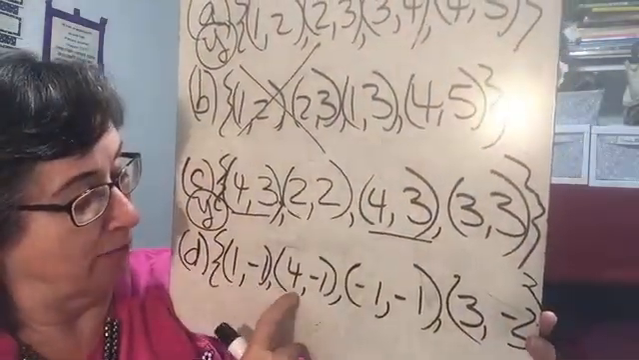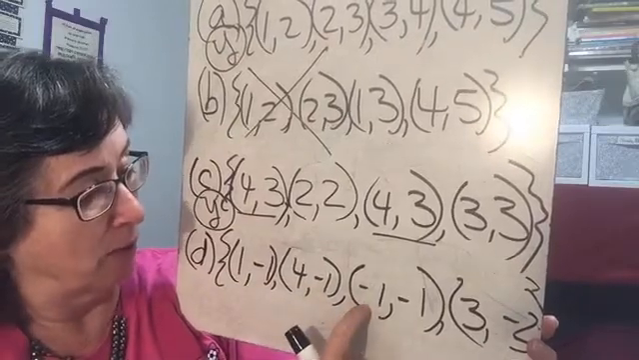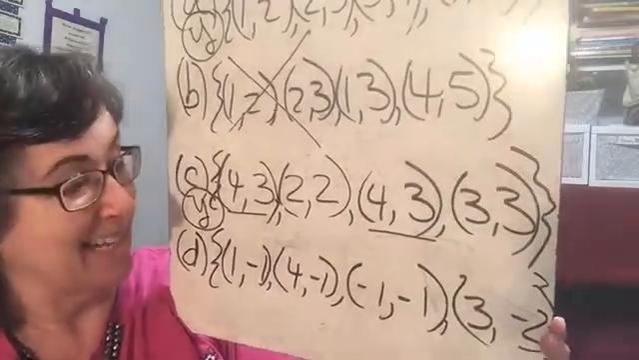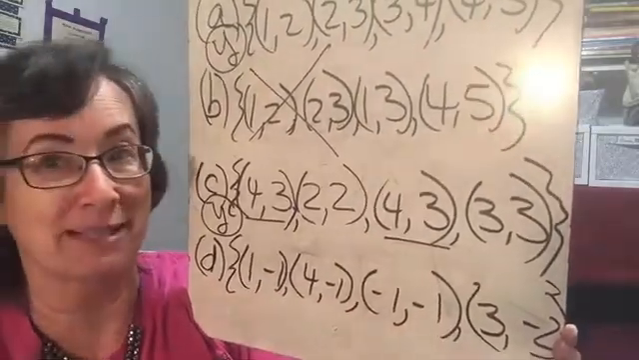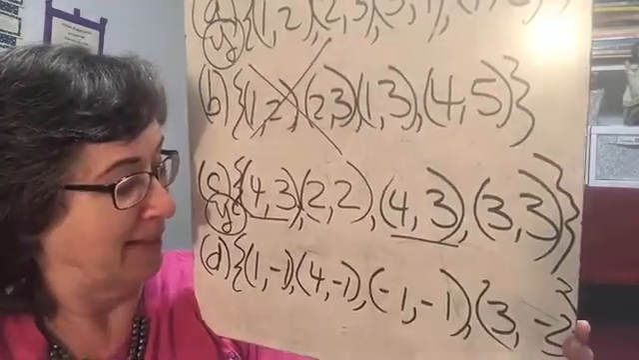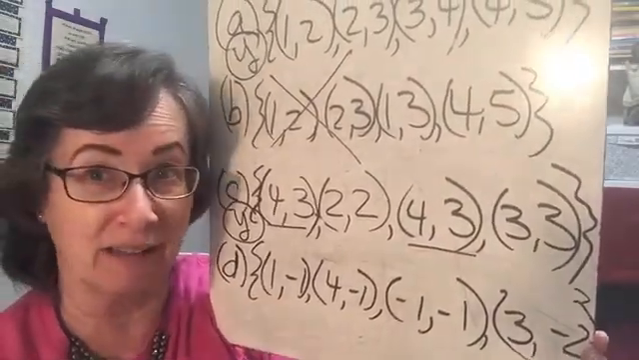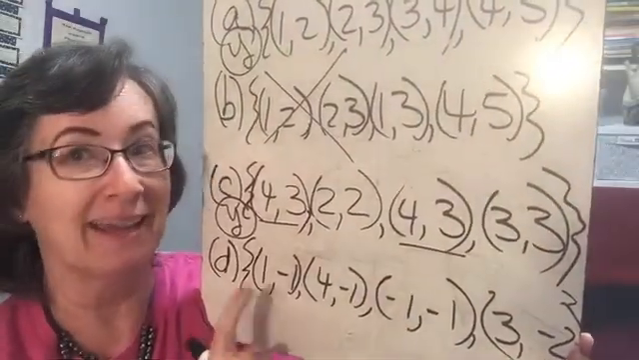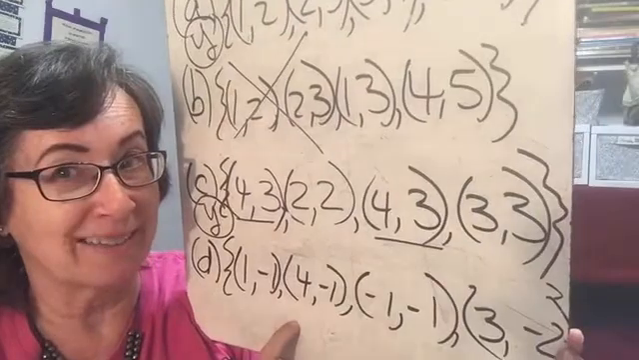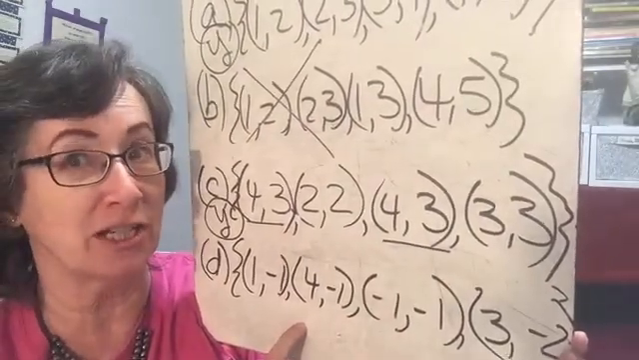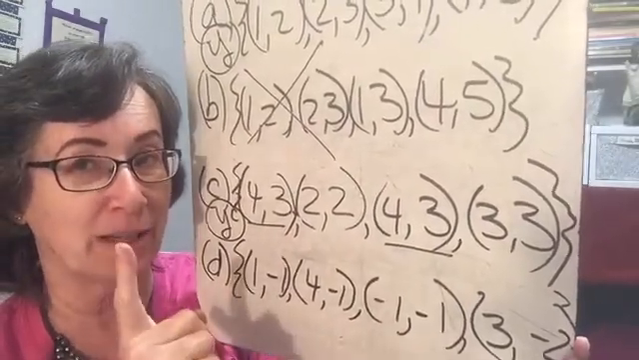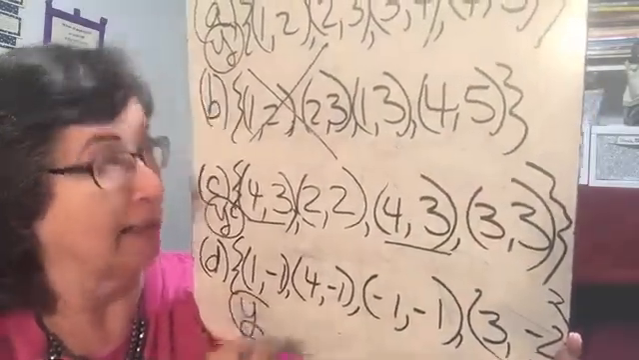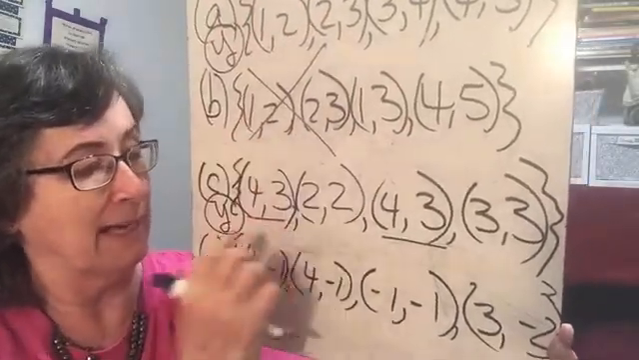1, -1, 4, -1, -1, -1, 3, -2. It does not matter that 3 of them have the same y value. There is no repeated x value. Therefore, it is a function. Each input has one and only one output. Okay, it does not matter that they share an output. Each input has one and only one output. So this is a yes. So we had yes, no, yes, yes.